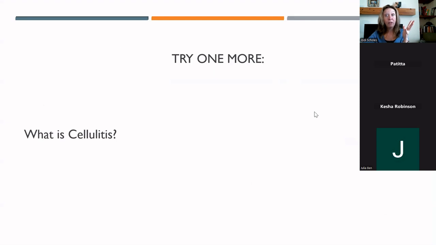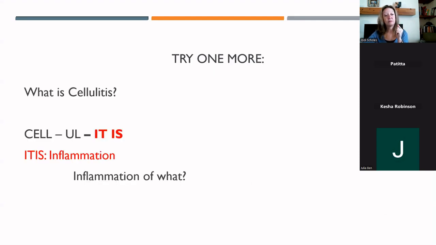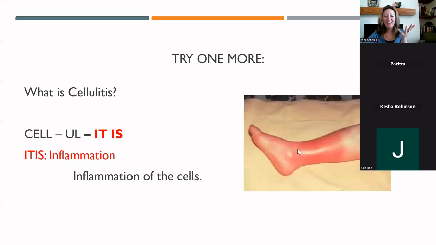What is cellulitis? May have heard of it. Well, let's use our method, right? What's the suffix here? Good, yes. Excellent. So the suffix is itis. Itis means inflammation. But inflammation of what? Inflammation of the cell. Yes. Cellulitis is an inflammation of cells.